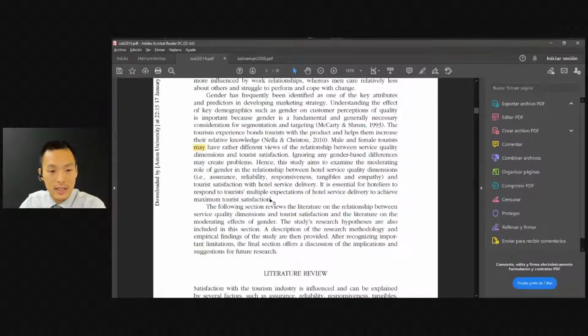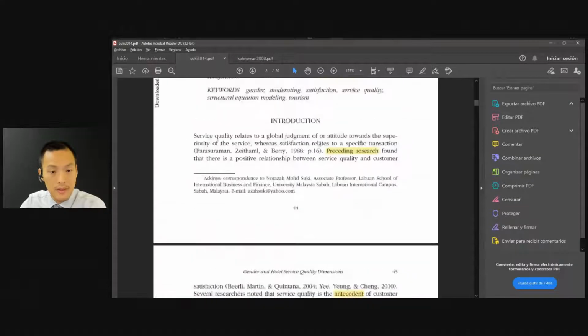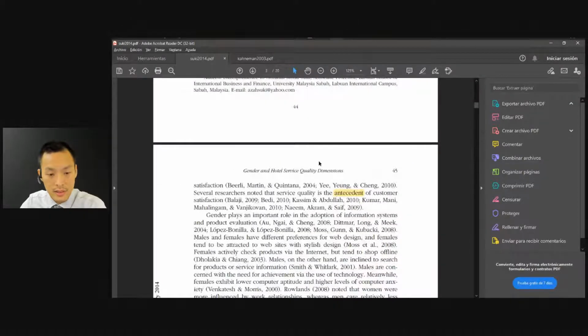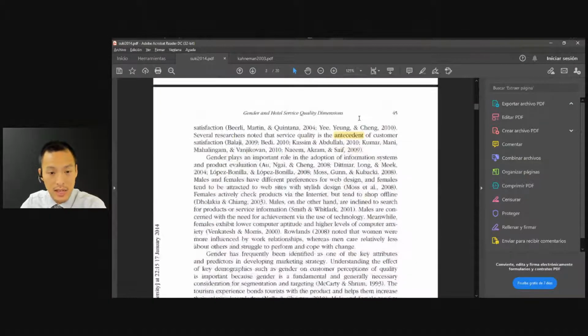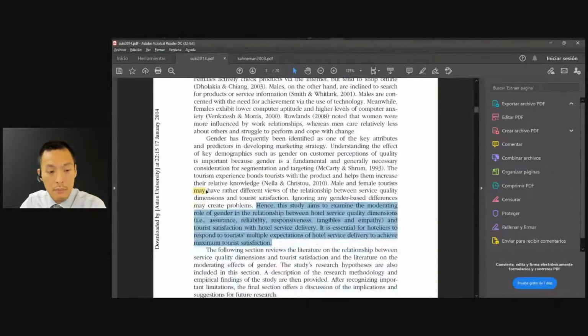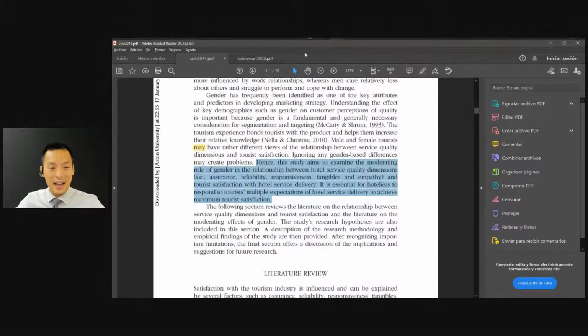So basically, the author said, this is the crux of this paper, right? Previous studies have shown that gender, service quality and satisfaction are connected. Gender is important, but up until now, nobody has ever studied the effect of gender on hotel service quality and tourist satisfaction. Boom. That's just in the introduction, right?